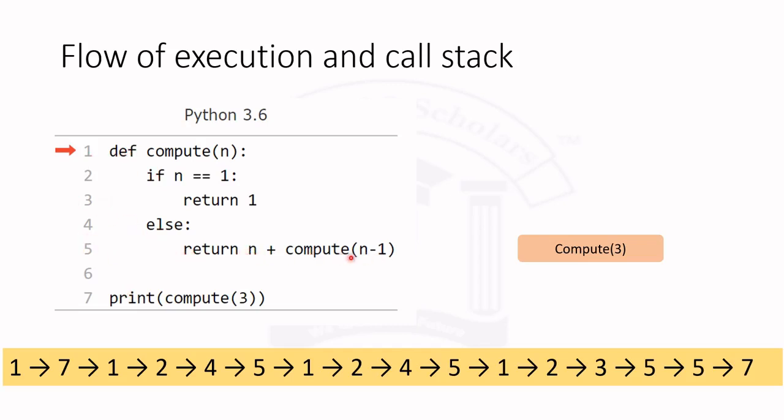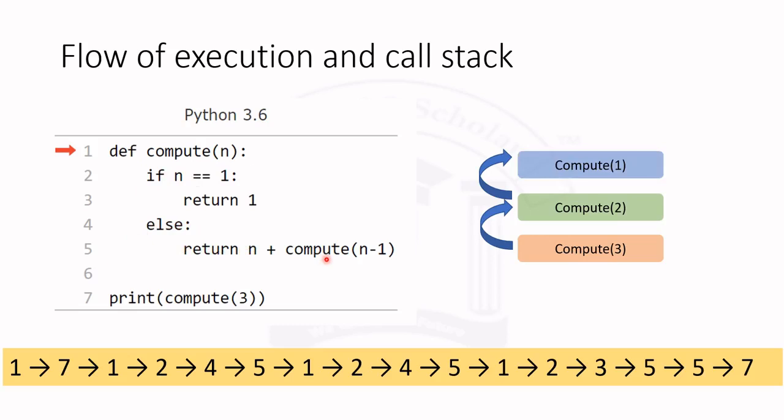Inside the function, the statement 5 is again a function call. So before returning compute 3, compute 2 is called. Then again, since n is not 1, it moves to statement 5, which is calling compute 1 function. So in this compute 1, it comes across the if n equal to 1 statement, returning 1. So now it returns to compute 2 function and then finally to compute 3. And this is how recursive functions work.